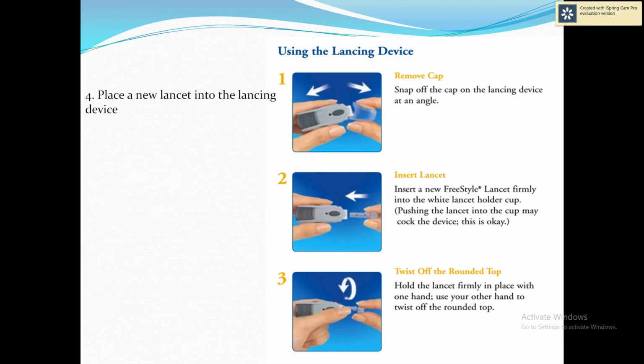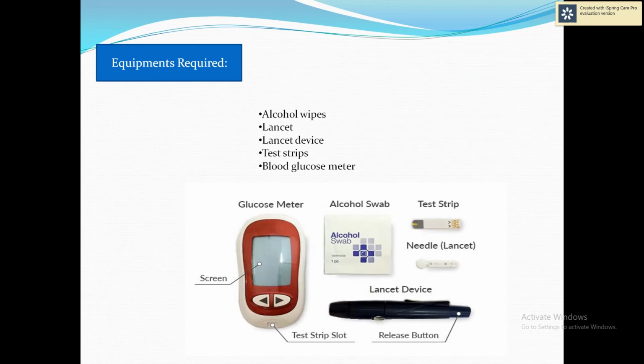So let us know how you'll be measuring diabetes, which is the main objective of this online course. You'll be requiring alcohol wipes, or anything with the help of which you can sterilize your hands, and a lancet. A lancet is nothing but a pin; a lancing device where the lancet would be inserted, a test strip, and a blood glucose meter.